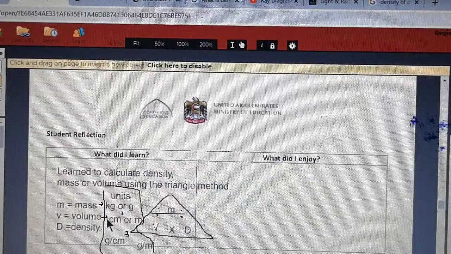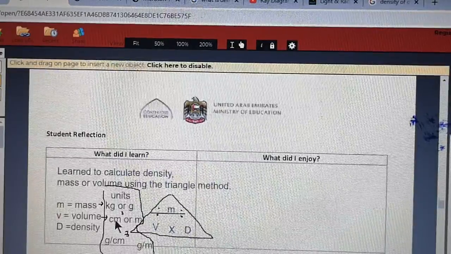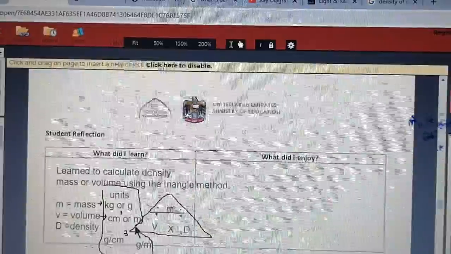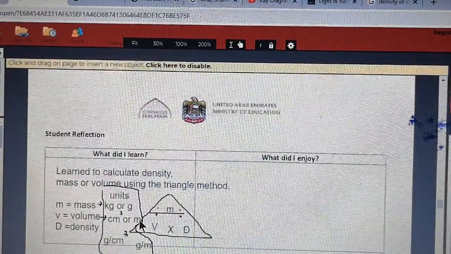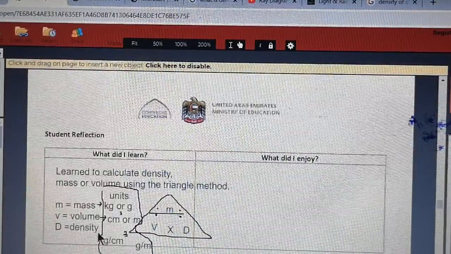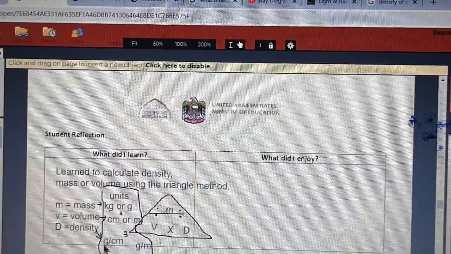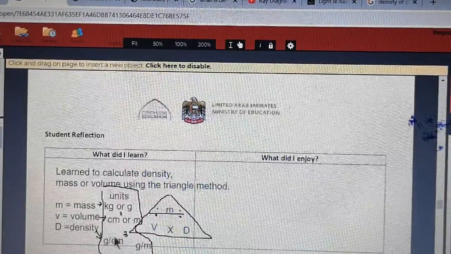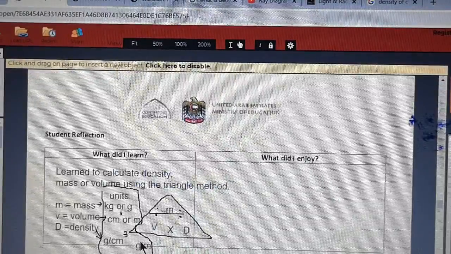Volume, centimeters cubed or milliliters. If we are using a solid, we have centimeters cubed. This is a solid, right? If we are using a liquid, ml, or a gas, like water, for example. And if we are finding density, after our number in our answer, we write grams per centimeter cubed for a solid or grams per milliliter for a liquid.